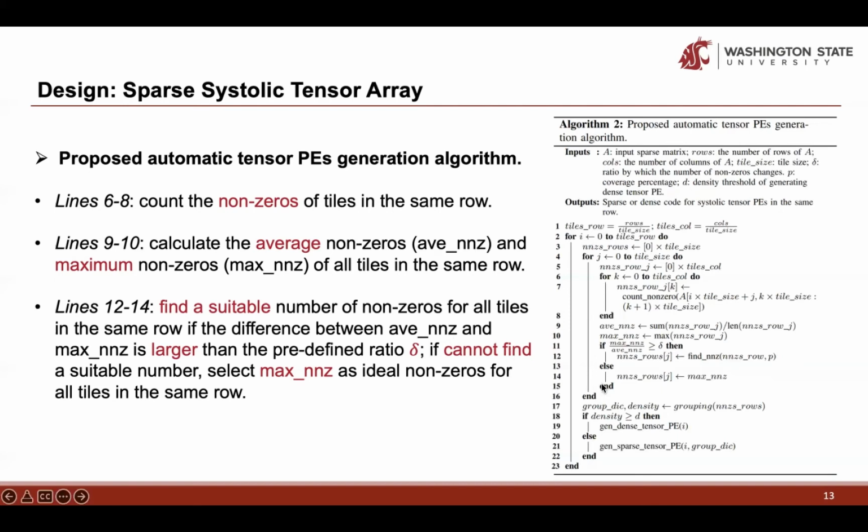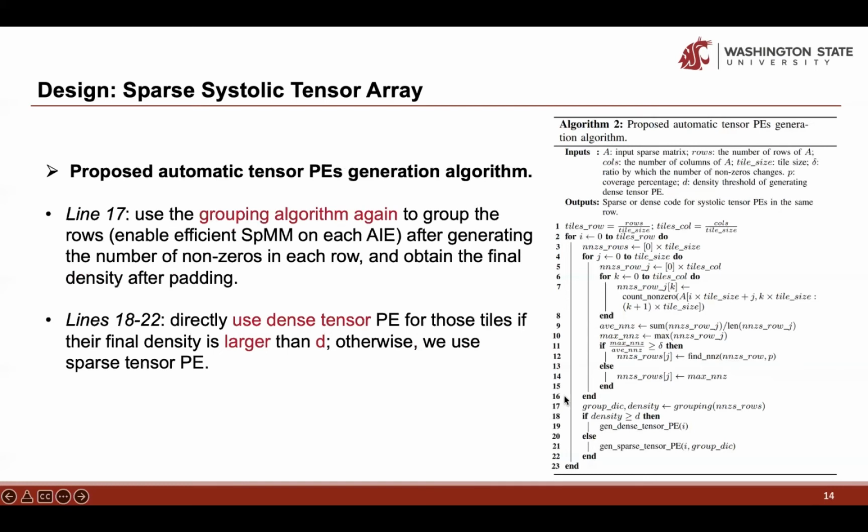and if we cannot find a suitable number, we select the maximum non-zero as the ideal non-zero for all tiles in the same row. For line 17, we use the grouping algorithm again to group the rows. After generating the number of non-zeros in each row, we obtain the final density of the padding. For lines 18 to 22, we directly use the dense tensor PE for those tiles if their final density is larger than D. Otherwise, we use the sparse tensor PE.